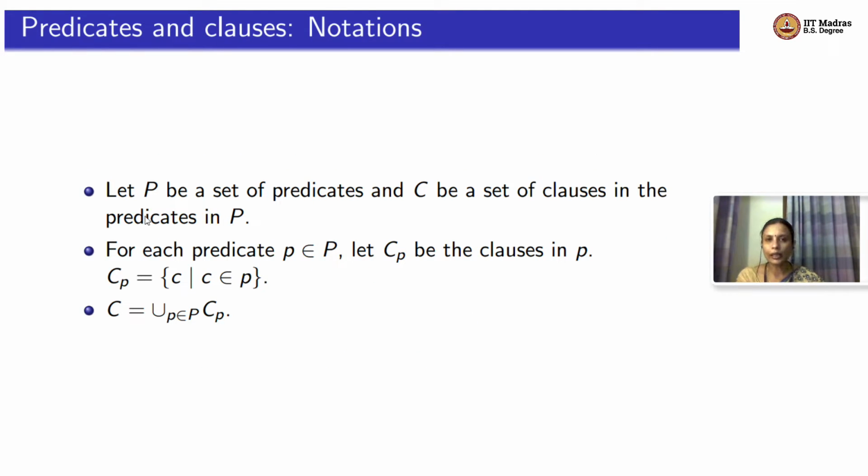A small set of notations will help us through these lectures. For any particular software artifact, let's say a program, we'll collect a set of predicates. Let's call that set of predicates capital P, and collect all the clauses for all the predicates in it. That set will be called capital C. In the set of predicates capital P, each predicate small p will have its own set of clauses, which we'll call C subscript p. C subscript p is the set of all clauses that occur in the predicate. And the set of all clauses for the set of all predicates capital P is nothing but the union of the clauses in the individual predicates.